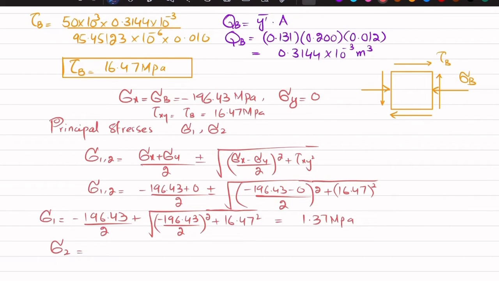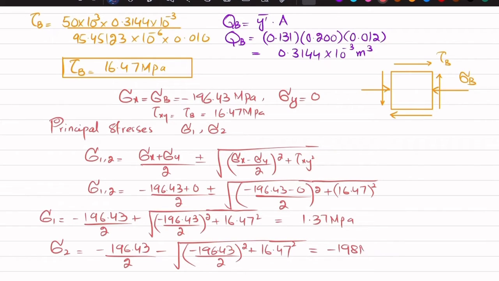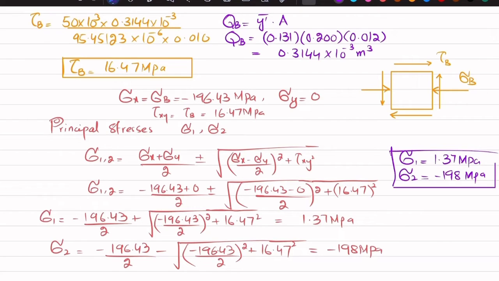Similarly, you can find sigma 2, which is equal to minus 196.43 divided by 2 minus the root of (196.43 divided by 2) whole square plus 16.47 whole square. When you calculate it, it will be equal to minus 198 megapascal. So sigma 1 is 1.37 megapascal and sigma 2 is minus 198 megapascal. These are the principal stresses acting at point B due to the given loading.